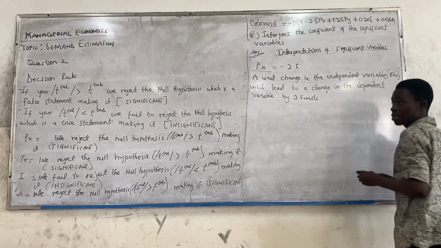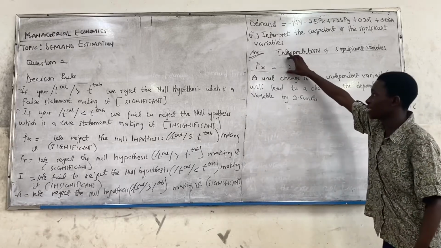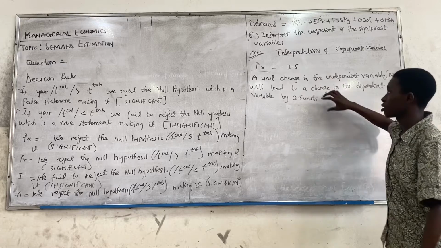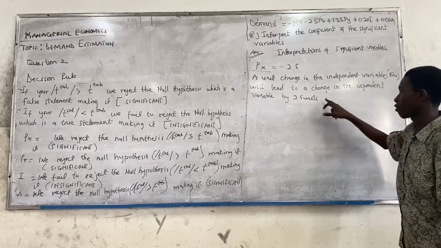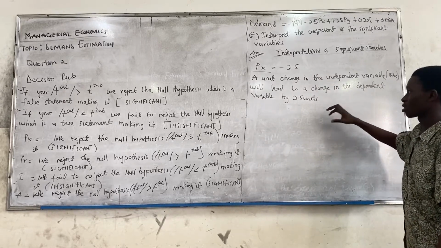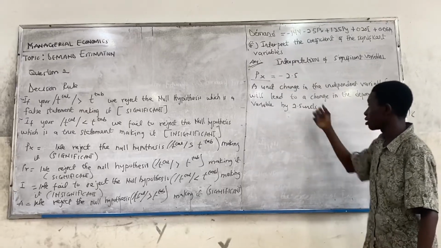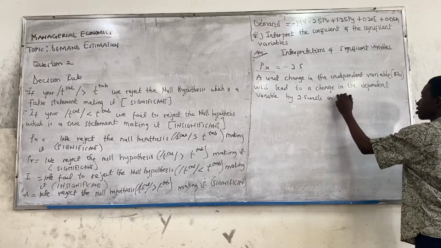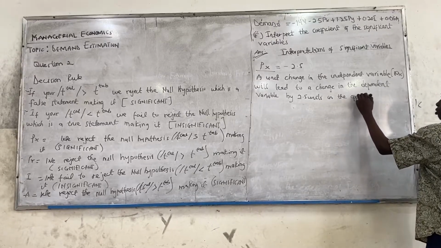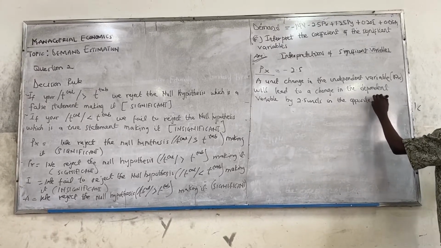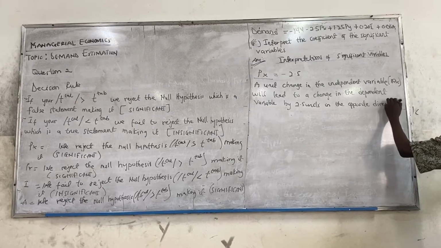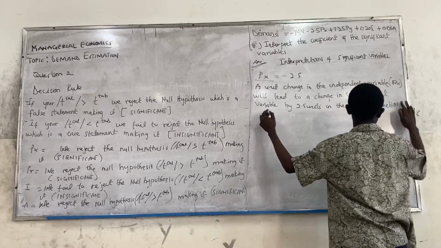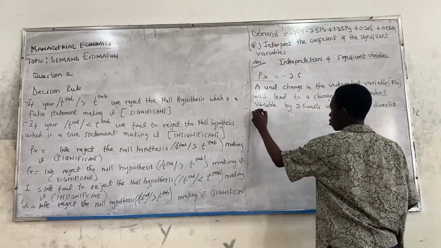Remember, in our previous lessons, we explained when it's negative, how we do it, and when it's positive, how we do it. If it's negative, by 2.5 units in the opposite what? Direction. If it's positive, in the same direction. So by 2.5 units in the opposite direction, all things being equal.